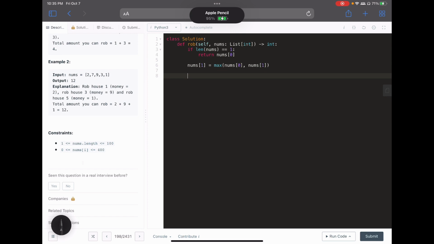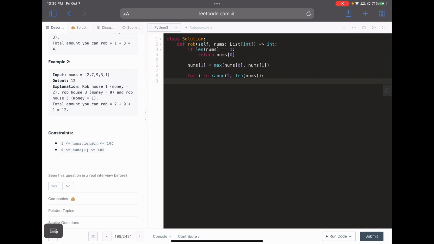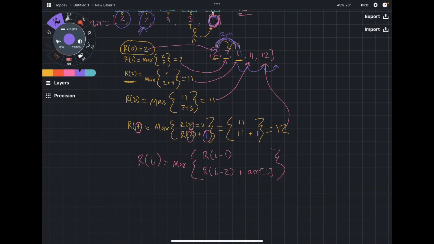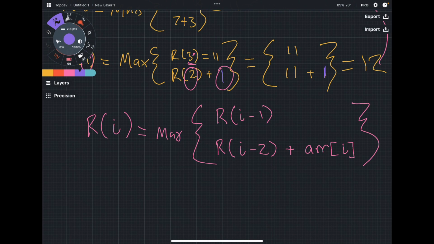And so how are we going to do that? We're going to say for i in range, and we want the range 2 to the length of the array nums. This is also considered a list in Python. And what we want to do is basically do our formula that we set up right here. Our formula was r of i is equal to the max of r of i minus 1 or r of i minus 2 plus the element at that array i.